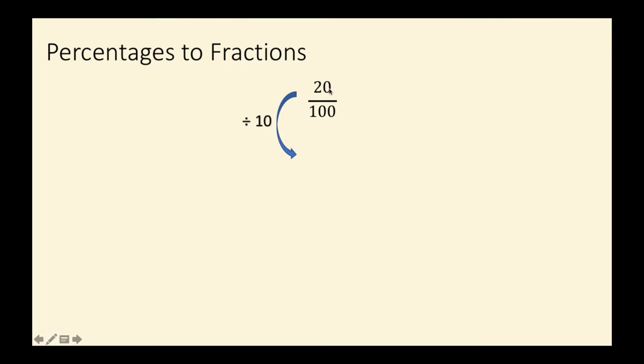If I divide by 10, I have to do the same to the top as I do to the bottom. So 20 divided by 10 is 2, and 100 divided by 10 is 10. Okay, now that's still not as simple as it could be. Both of those numbers are even numbers, so I can actually divide by 2. 2 divided by 2 is 1, and 10 divided by 2 is 5.